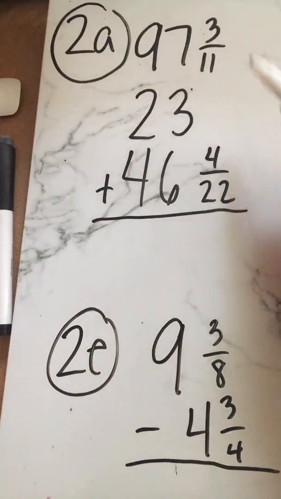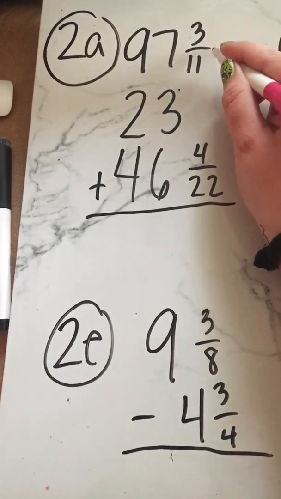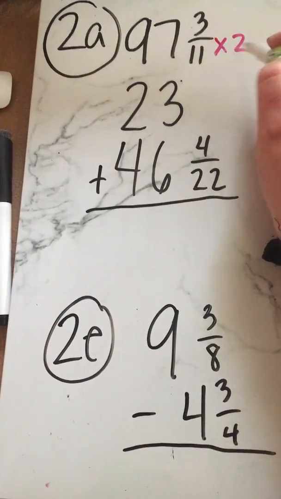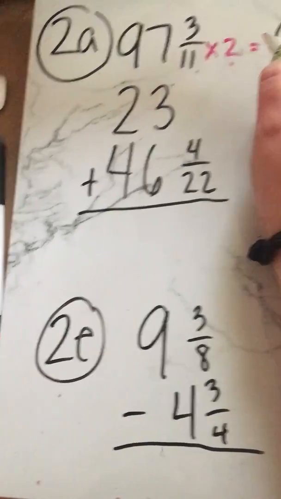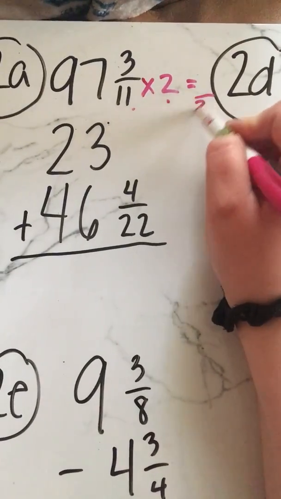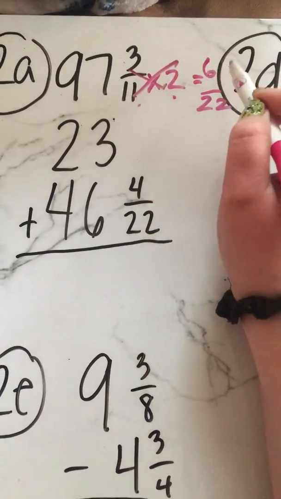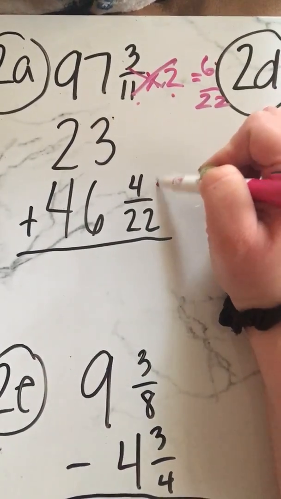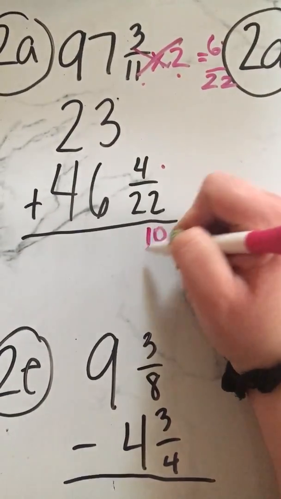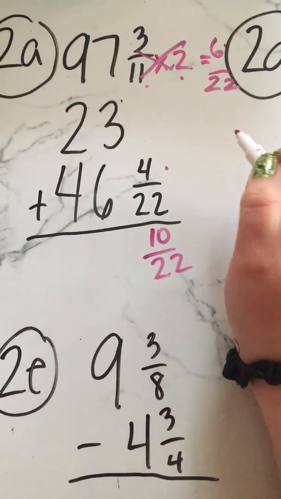Before we can start to add, we need to find a common denominator, which in this case is 22. So we're going to multiply by 2 to get our 11 up to 22, which means our new numerator is 6 because 3 times 2 is 6. And then we say 6 plus 4 is 10. Our 22 stays the same.